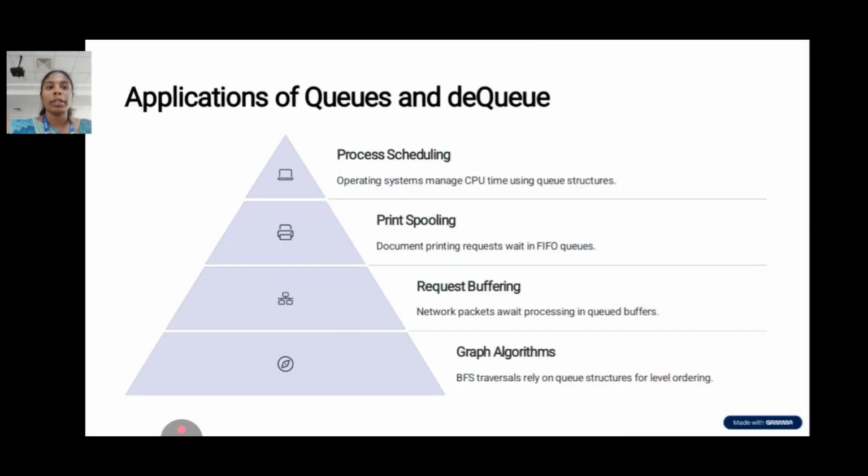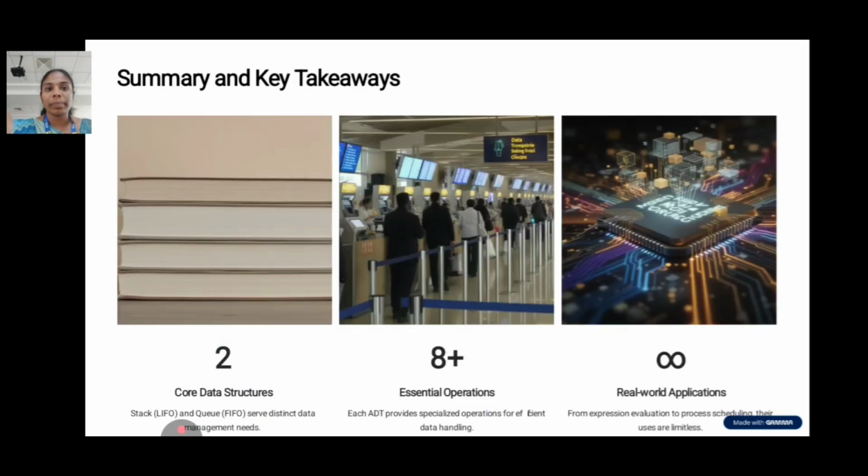Applications of NQ and DQ. Process scheduling: operating systems manage CPU time using queue structures. Print spooling: document printing requests wait in first in, first out queues. Request buffering: network packets await processing in queue buffers. Graph algorithms: BFS traversal relies on queue structures for level ordering.